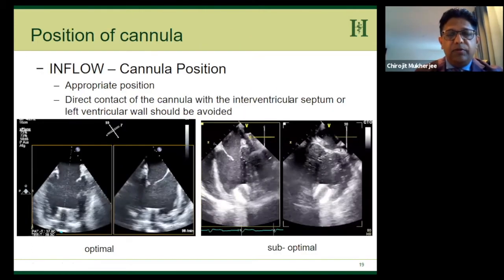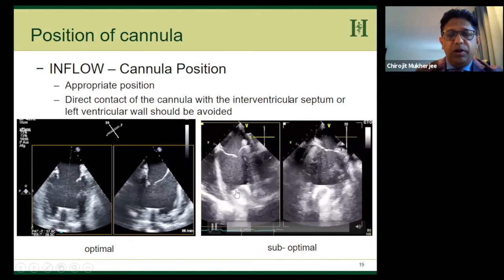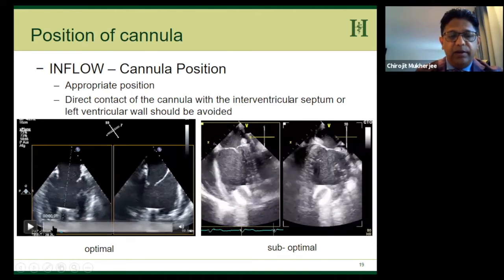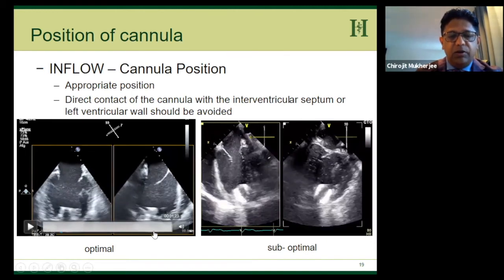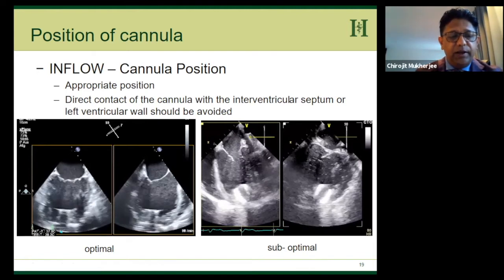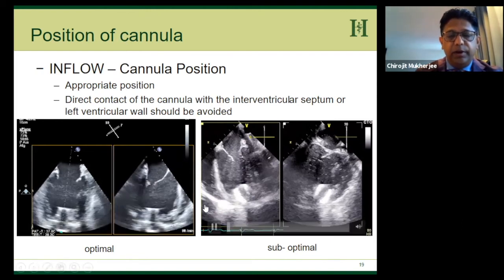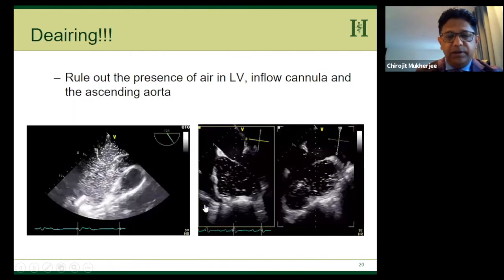The second thing you have to understand is that if the cannula is in direct contact with the interventricular septum or the wall, that can have disastrous complications intraoperatively. So it's best you do it through TE guidance, and with TE guidance, you are almost sure that you have optimal placement of the inflow cannula of the SS device.